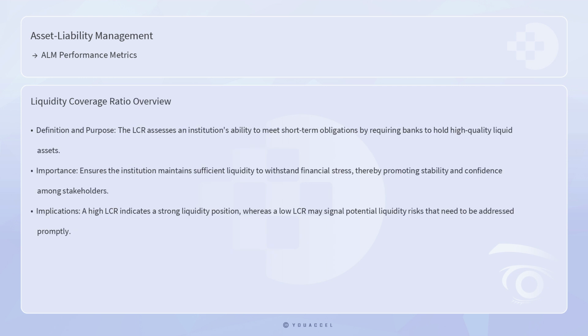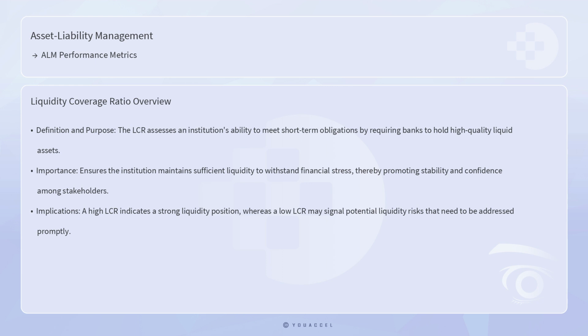Another vital metric is the liquidity coverage ratio, which assesses an institution's ability to meet short-term obligations. The LCR requires banks to hold an adequate level of high-quality liquid assets that can be easily converted into cash to meet liquidity needs during a 30-day stress scenario. This ratio ensures that the institution maintains sufficient liquidity to withstand financial stress, thereby promoting stability and confidence among stakeholders.